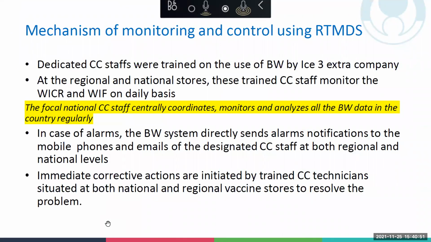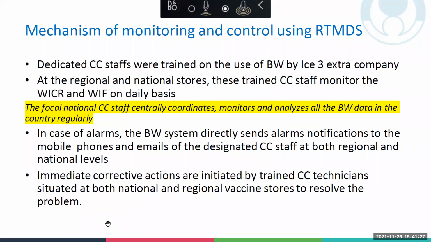So what is the mechanism the country has been using to monitor and control these remote temperature monitoring devices? The country has a pool of dedicated staff who are trained on the use of Beyond Wireless by the I3 Extra company during the installation. These dedicated staff are located at the regional offices, vaccine stores, and the national stores, and they monitor the temperature readings from the working cold rooms and working freezers on a daily basis.